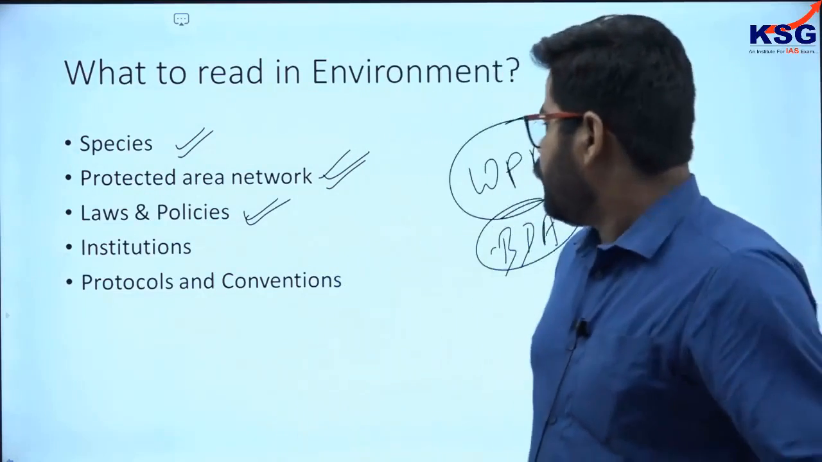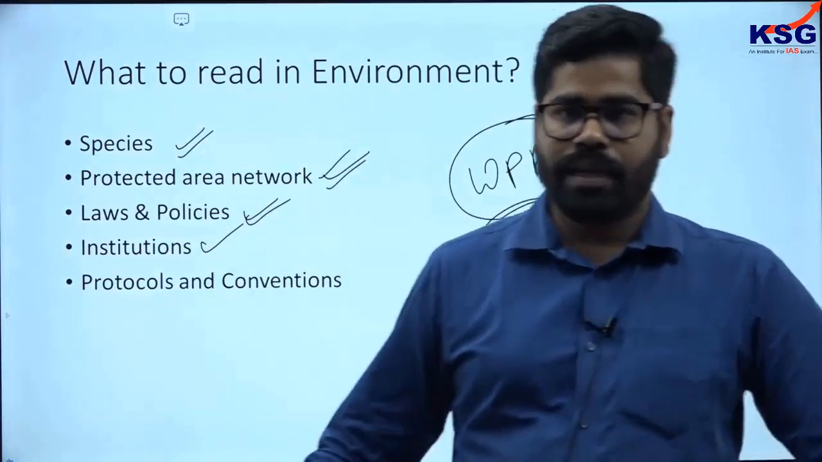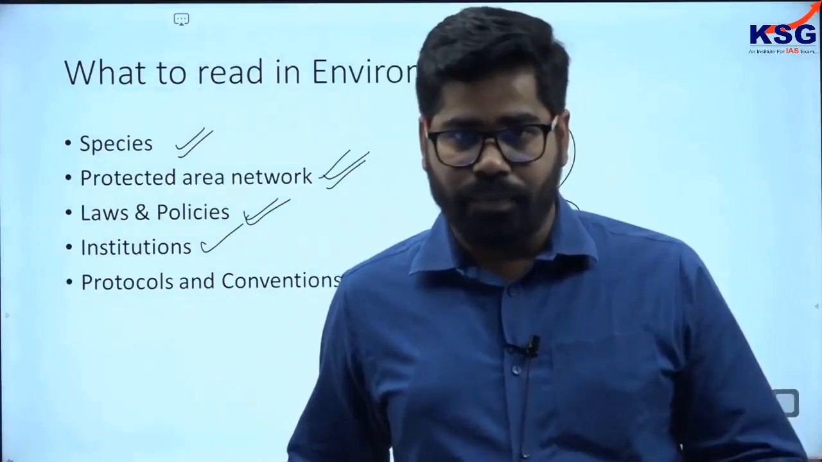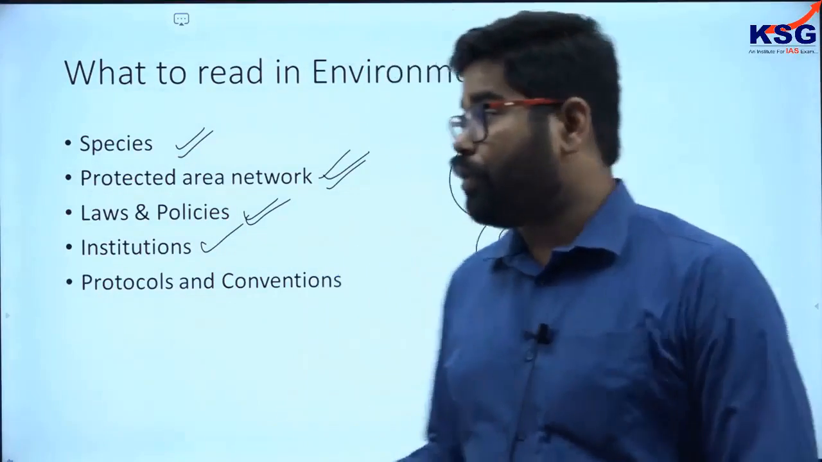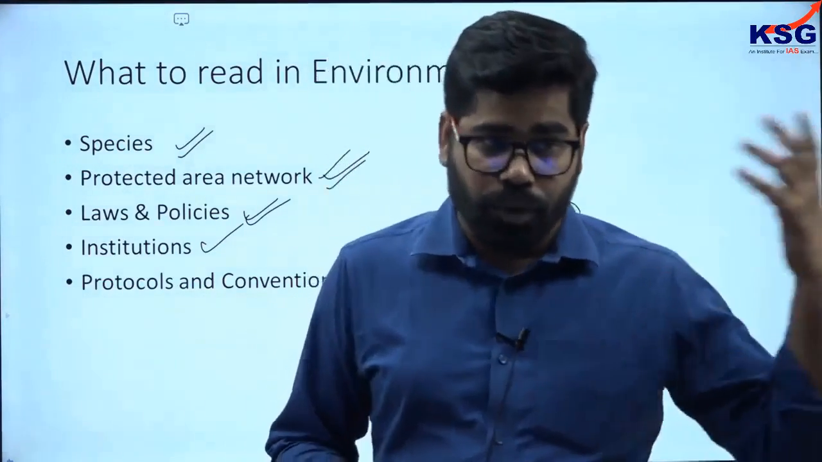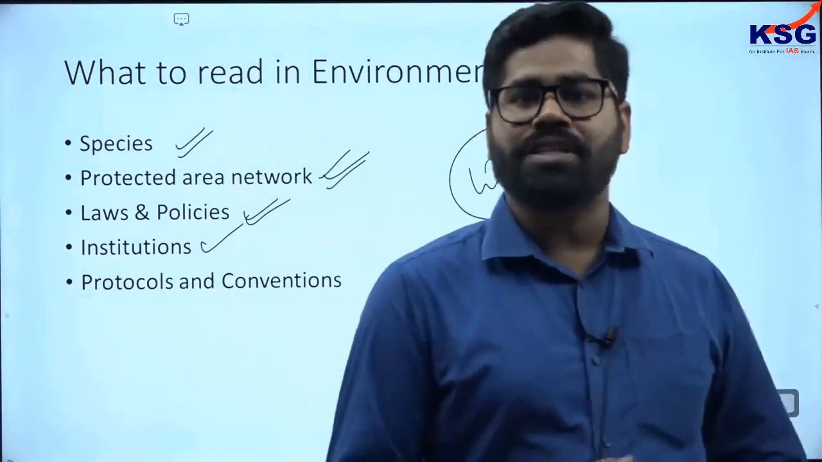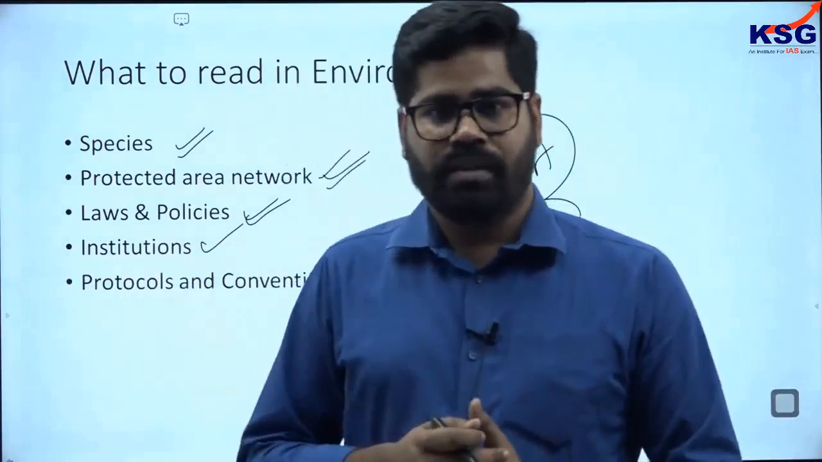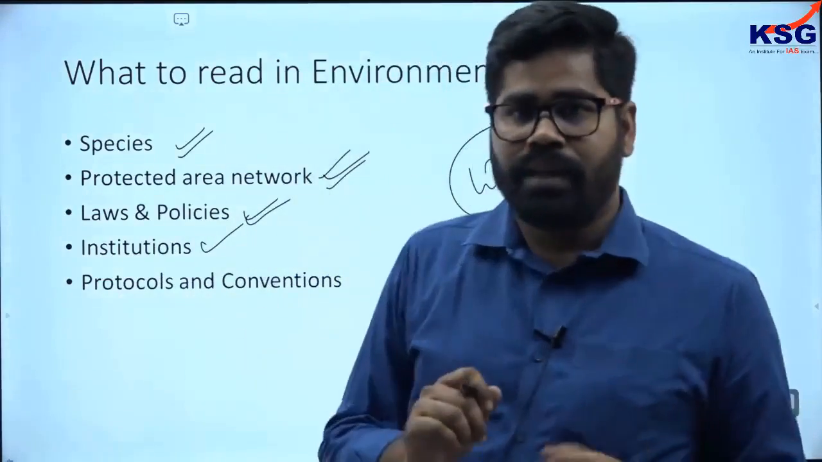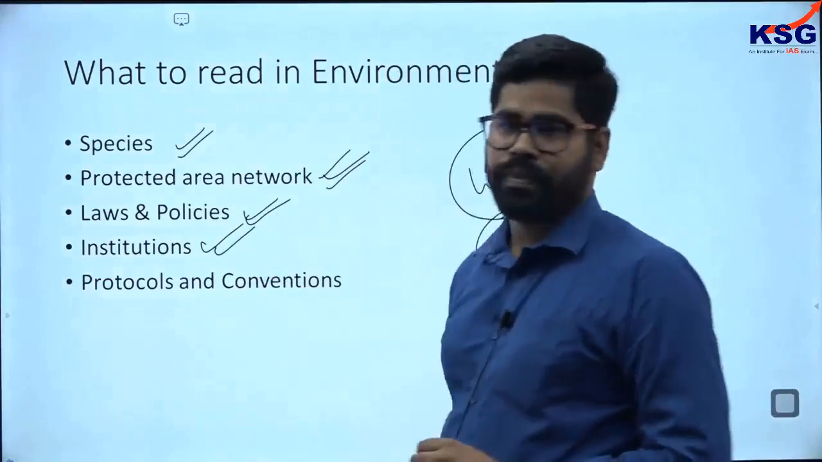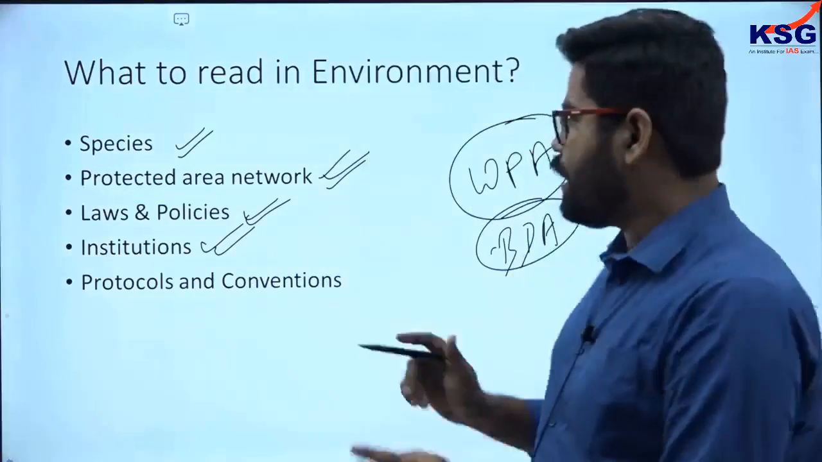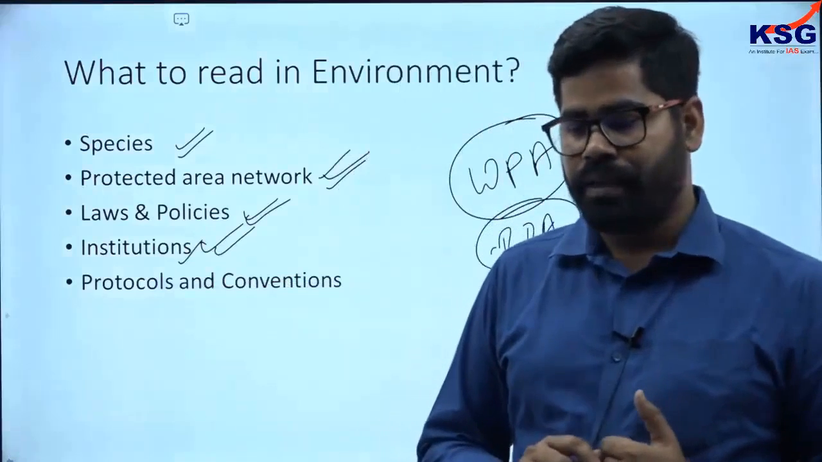Okay. Then if some institutions are there, like you know that we have NGT, National Green Tribunal. We have Central Pollution Control Board. We also have National Biodiversity Authority, Wildlife Crime Control Bureau, National Board for Wildlife. If these institutions are there in the newspapers, you can read about them also, because in case of environment, they are asking questions about institutions as well. There are only 5 or 6 institutions, and if they are there in the news, there can be a question about them.